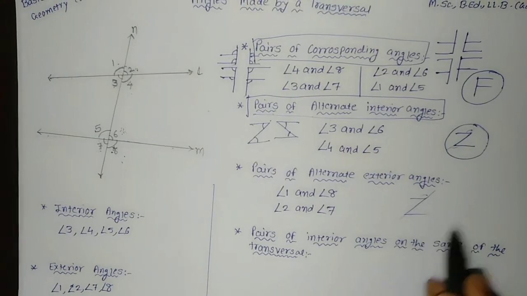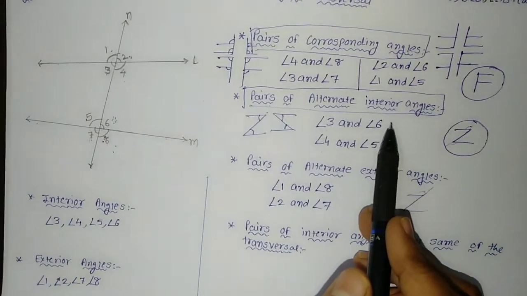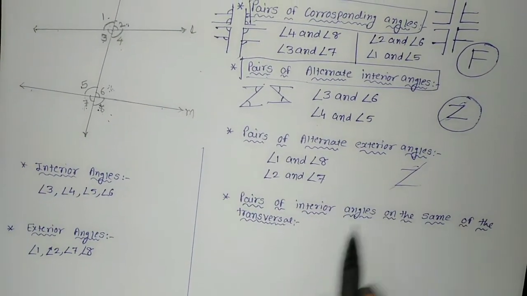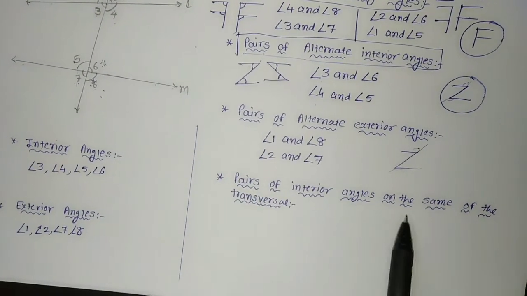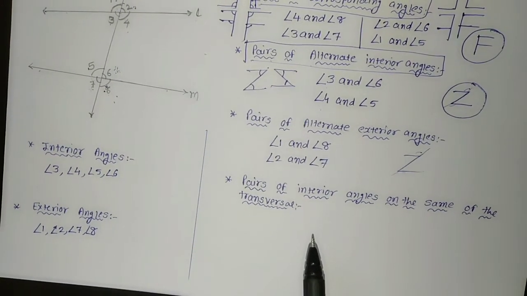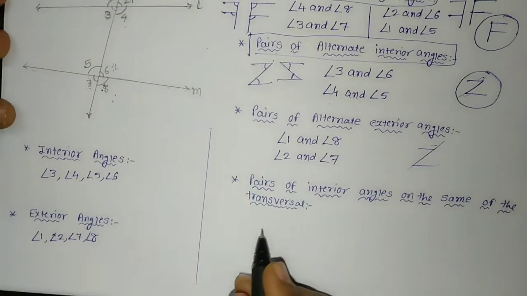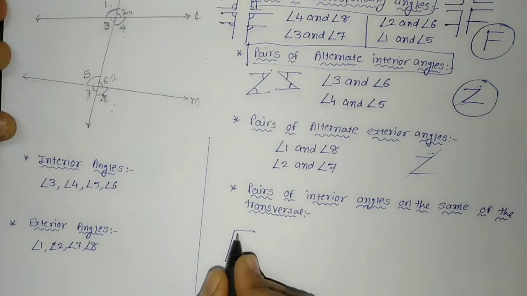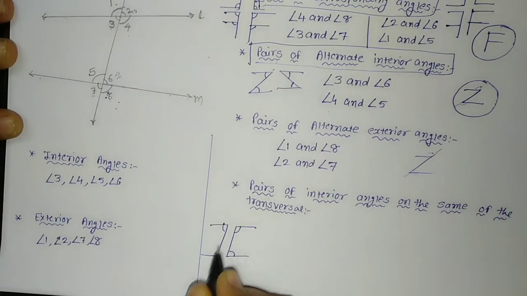So you can remember this Z, but the most important are pairs of corresponding angles and pairs of alternate interior angles. This is not that much useful, but still you have to remember. Now the other most important thing that we are going to discuss is pairs of interior angles on the same side of the transversal. When we are talking about the same side of the transversal, what figure do you have to remember? You have to remember this C. This angle and this angle in the reverse direction, this angle and this angle.